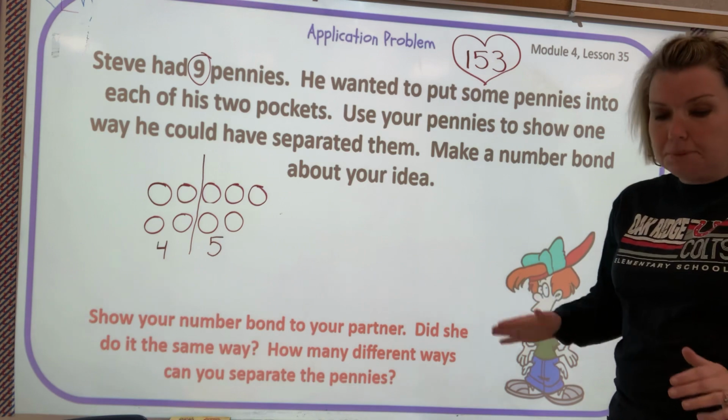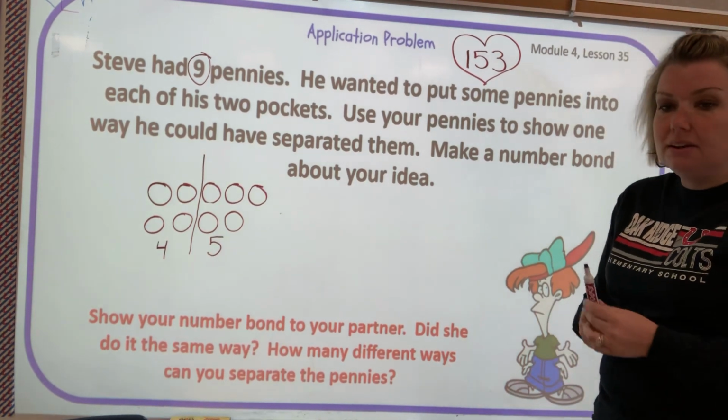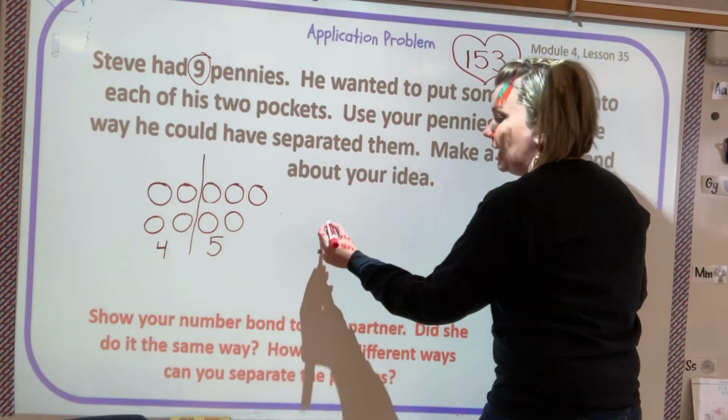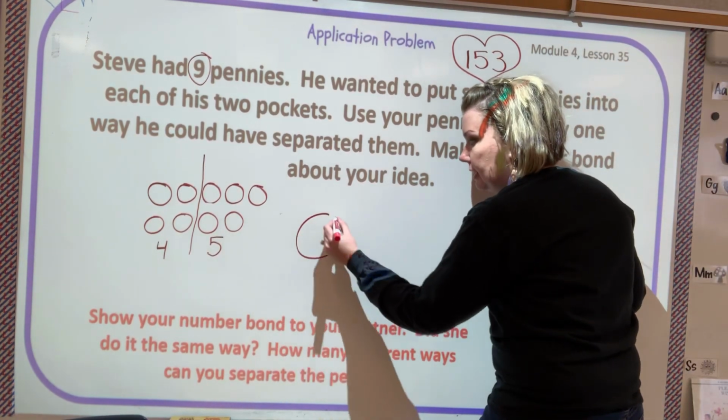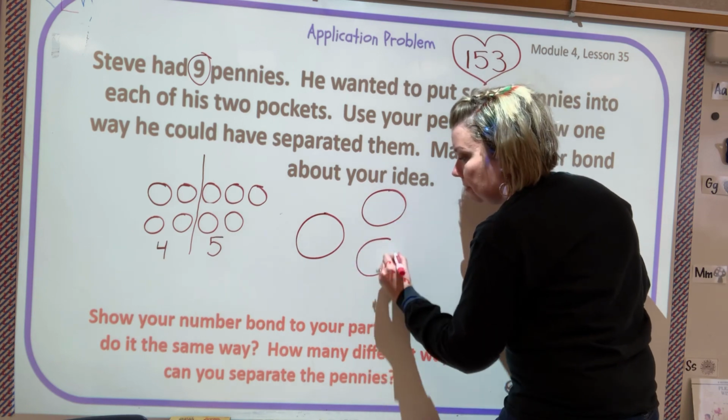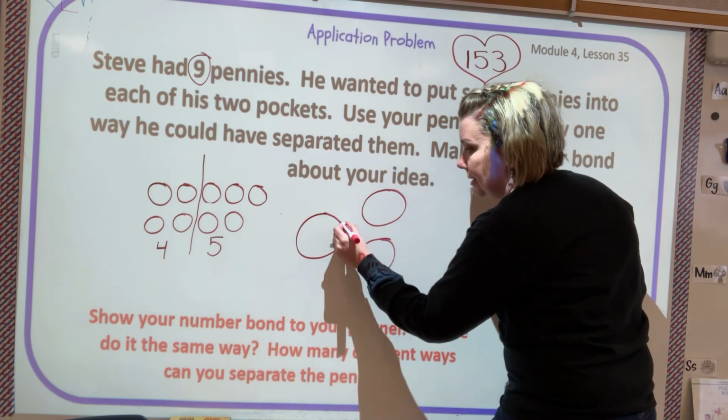Now, make a number bond about what you did. So whatever you put down, make a number bond. I'm going to make my number bond this way. You do not have to make your number bond exactly the same as mine.